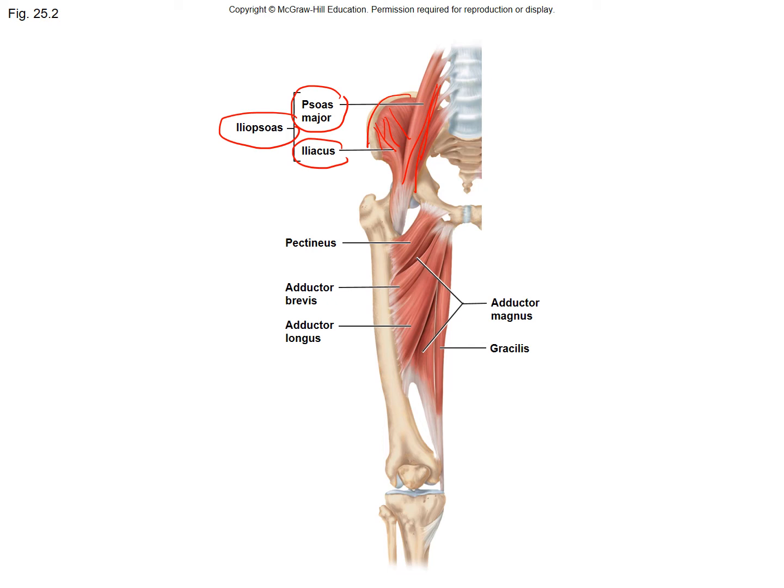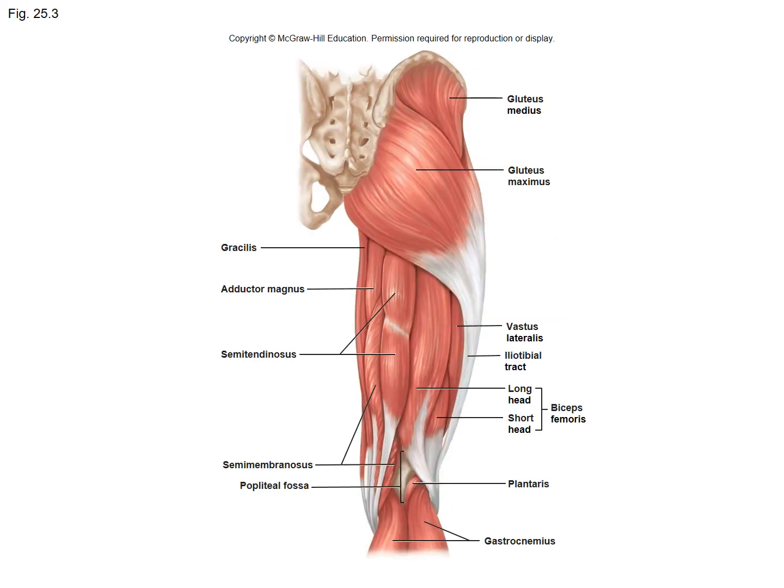And adductor magnus. Magnus means magnum, the big one. And gracilis. Among the adductor muscles, you have the adductor brevis, the small one, adductor longus, the long one, and pectineus. So these are the hip flexors that bend or flex the hip, and those are the adductor muscles that adduct the hip.